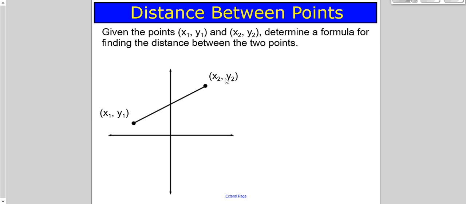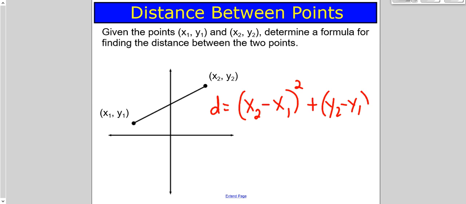So if I'm talking about the distance between these two lines, what I can do is take my, I always like to start with the second one, and the formula does. So distance is equal to x2 minus x1, and then whatever that number is, you're going to square it, plus y2 minus y1, and again, we're going to square it. And then remember, our last step is to take the square root. So this ends up being our distance formula that will help us figure out the distance between 2 points, without having to do all that graphing.